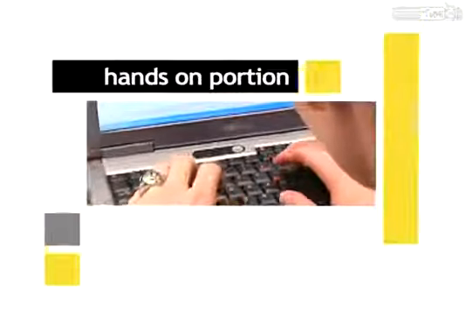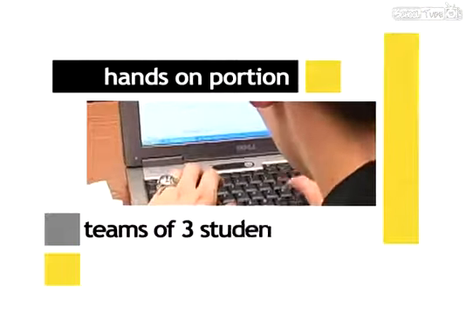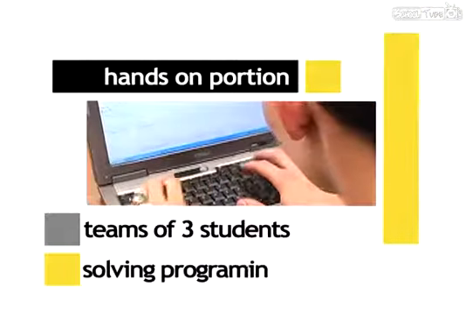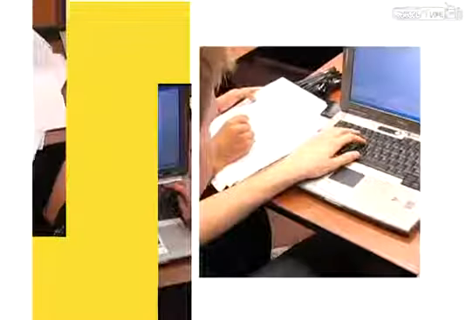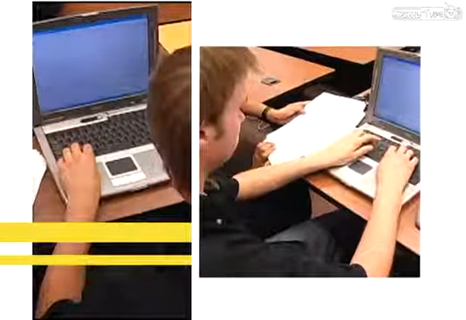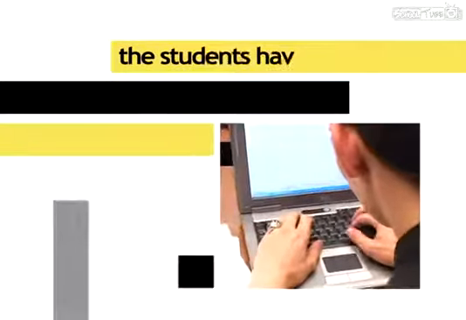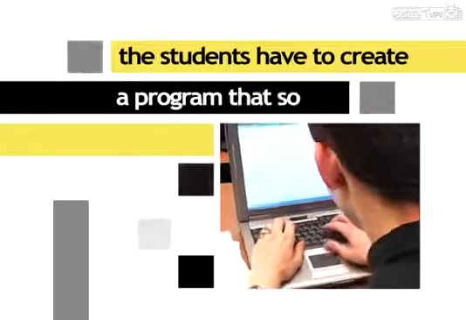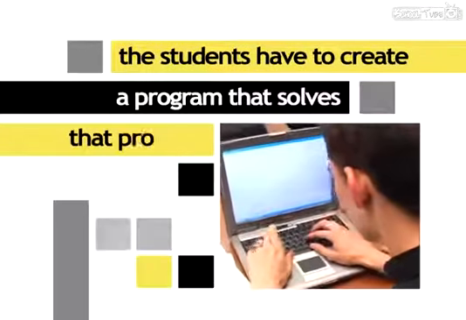The hands-on portion of the contest is very different than the written portion. In the hands-on, that's a team competition, and so we'll have teams of 3 students solving programming problems. So in this part of the competition, students have a computer. They have one computer, and they're given a packet of anywhere from 6 to 12 programming problems. And the students have to create a program that solves that problem.